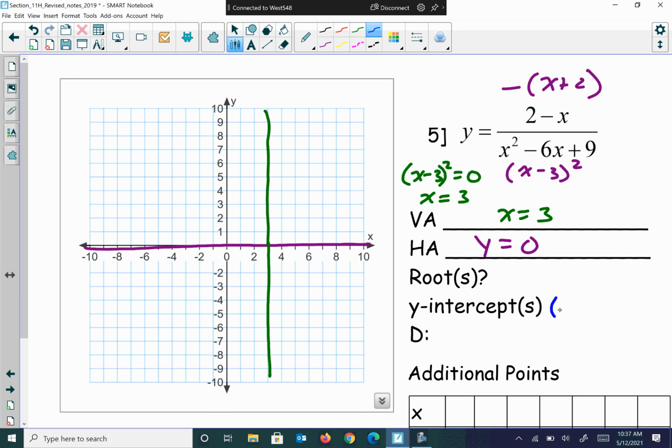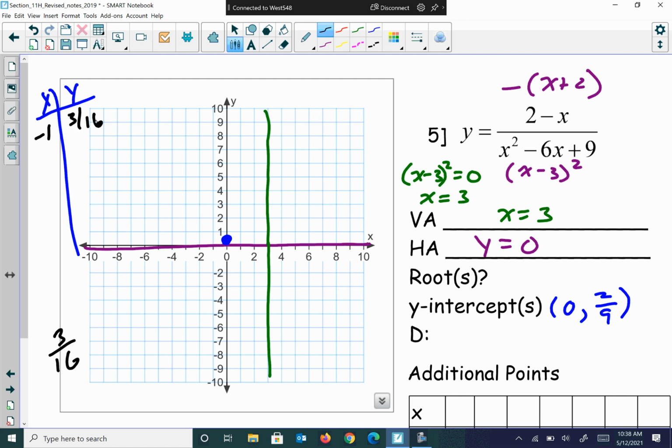Okay, y-intercept. I can do the y-intercept pretty easy. Plug 0 in. So I get 2 over 9. Domain, I have no idea yet. Let's fathom some more points. Let's take -1, plug it in. If I plug -1 in, I would get 3 over 16. -1, 3/16.